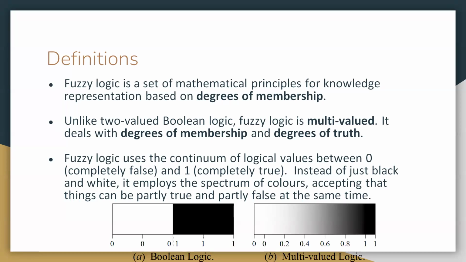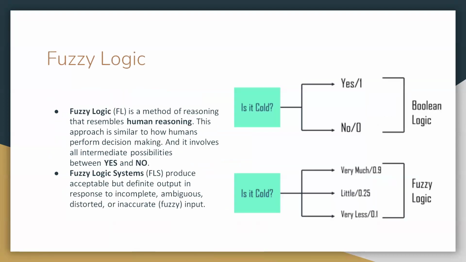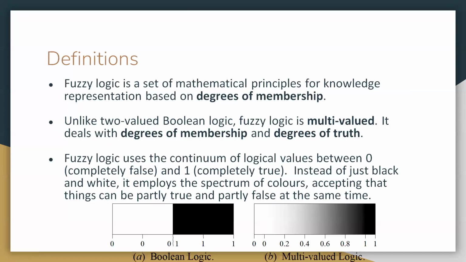Earlier you saw how this was classified. Is it cold? Very much, little, very less. You can see these are all degrees of membership. So based on these degrees of membership, fuzzy logic knowledge representation can be shown. Unlike a two-valued Boolean system, fuzzy logic is multi-valued. You can see in this figure, in Boolean logic you have either black or white, but when it comes to multi-valued, you can see a range of shades from white to black. So that is how they have depicted it.